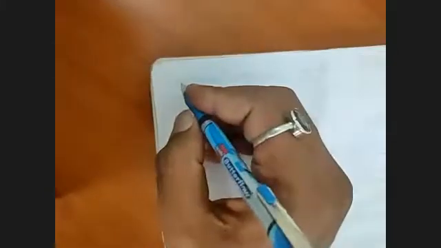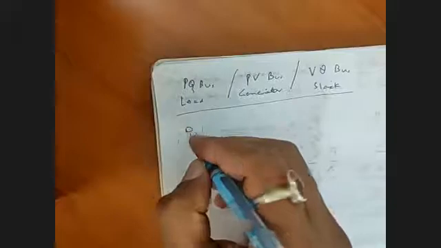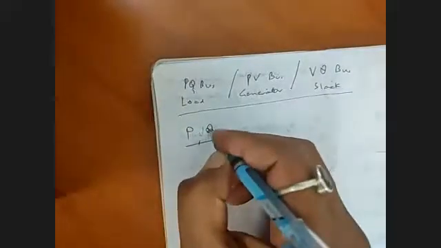So we have three types of buses: PQ bus, PV bus, or V theta bus. PQ bus, PV bus, or V theta bus. Generally, these are load bus, generator bus, and these are slack bus. So generally, our aim is to find power P and Q in the system.